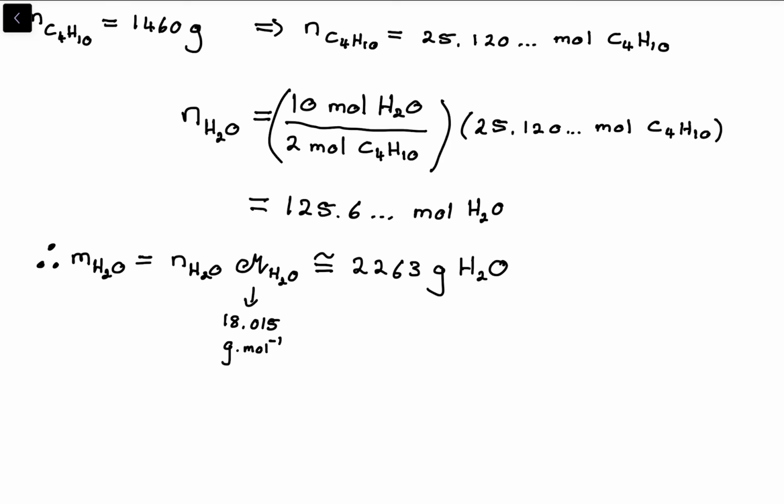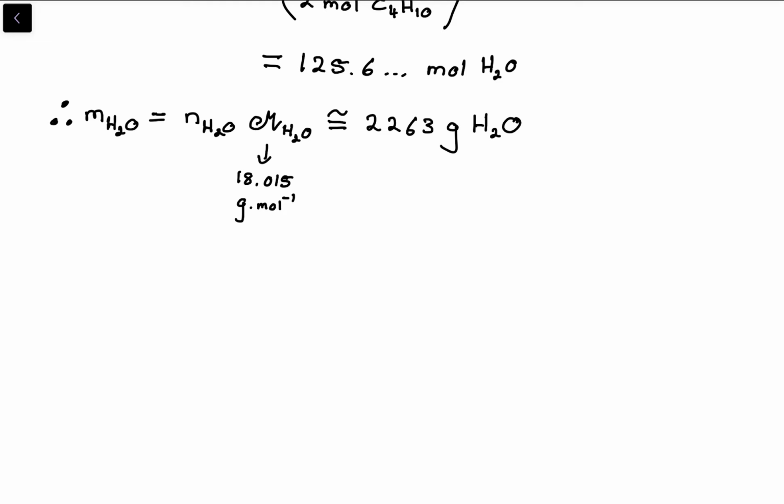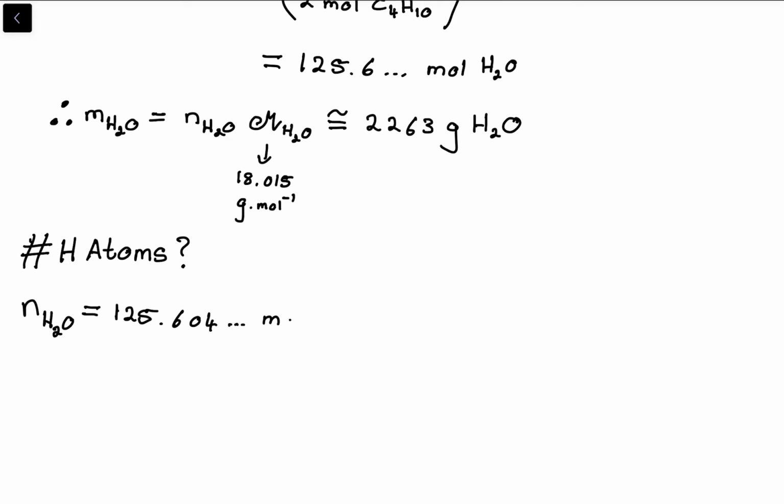Now let's look at the other question. The number of hydrogen atoms. How do we get that? How do we relate anything to atoms? Well, what we do know is we know how many molecules there are in 1 mole. That's given by Avogadro's number. So we know we have 125.604 mole water.